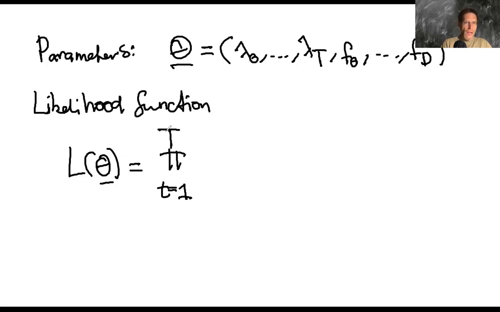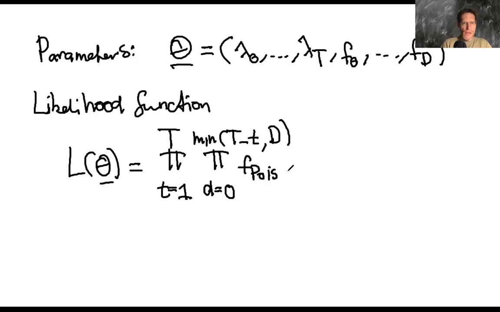So that will be the product from 1 to capital T, and then the product from D from 0 to the minimum of T minus small t and capital D, right? Because we cannot go beyond D, because that's when the last delay was possible. And this will be the probability mass function of the Poisson distribution evaluated for the data that we will see, n_{t,d}, and the parameter will be a function of everything in this theta vector.